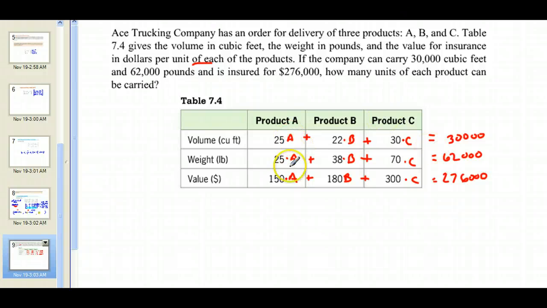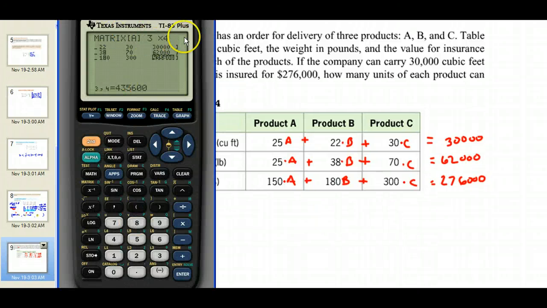Now I just have to set up and solve this. These are the coefficients, so this table is the coefficient matrix, and this is what we augment it with. These are the constants. Again, this is a 3x4, so we didn't need to change anything. I put in all my numbers, the 30,000, 62,000. Sorry, that should be 276,000. So I've got all my numbers in there.